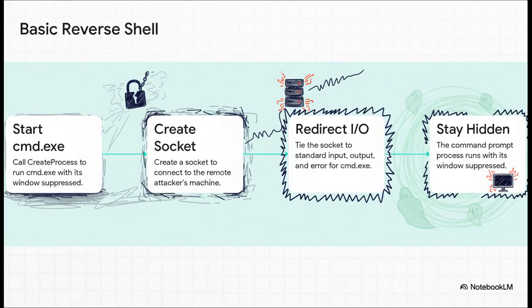And this whole thing happens completely silently in the background. The malware kicks off a hidden command prompt, connects it out to the attacker's server, and then makes absolutely sure the window is invisible to the user. And just like that, the attacker has a fully working command line on the victim's computer, all started from the inside out.